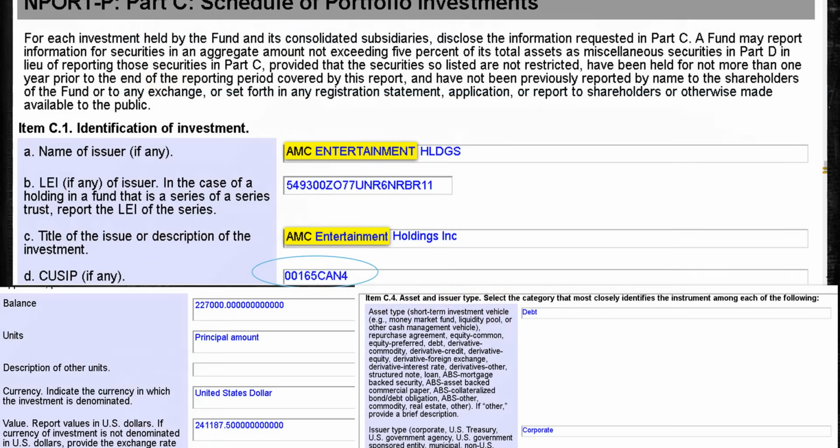So looking at the actual NPORT form now, this is what it looks like. Now we can see here AMC Entertainment is the name of the issuer. This is the LEI number, and this is the CUSIP number. Now the CUSIP is going to differ from the CUSIP of AMC security because this is actually a bond, as we'll see here in a second. And moving down the form, you can see that there's 227,000 left as a balance and as a principal amount. And you can see here that it is in fact a debt instrument, and it is a corporate debt.